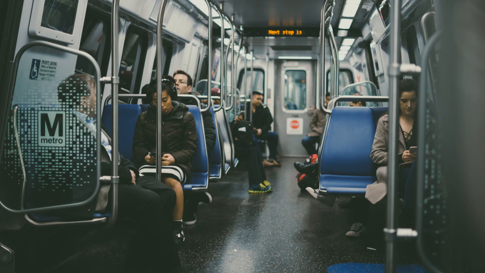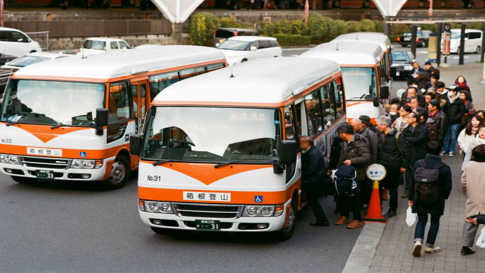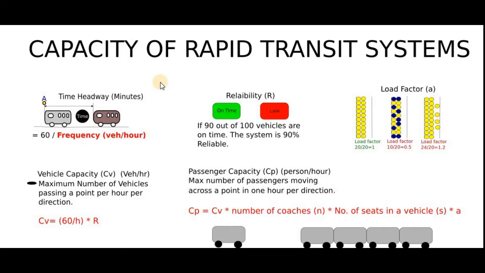A system that provides rapid public transport is called a rapid transit system, or an RTS for short. And capacity is defined as the maximum amount that something can contain. So with this, let's find out the maximum amount of passengers that a rapid transit system, or an RTS, can contain. So welcome to this lecture, guys.